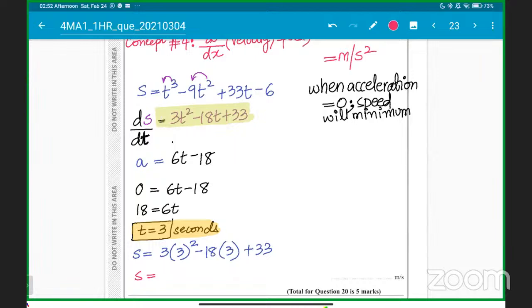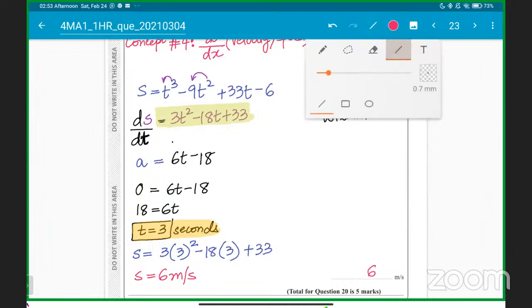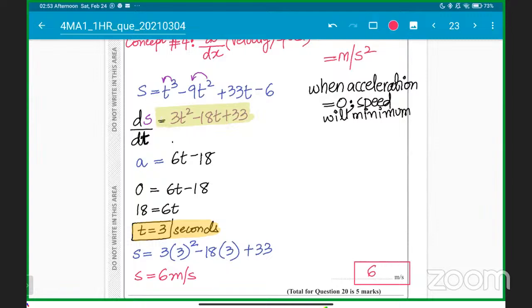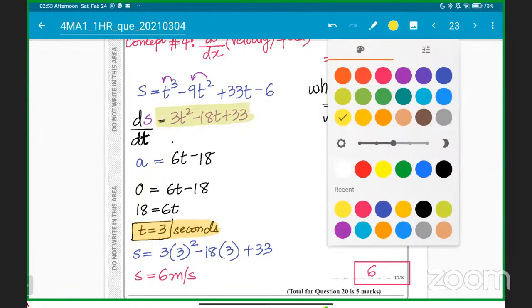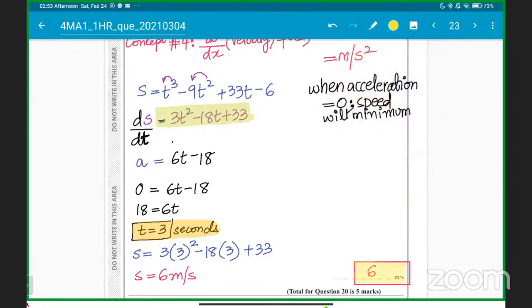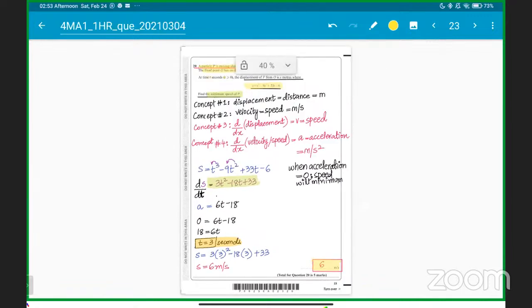So we got this as positive 6. It will be 6 meters per second. It's already in meters per second, so you just have to write 6. The minimum speed will be 6 at time 3 seconds, because it is at this time that the acceleration will be 0. With this, we got this question completed.